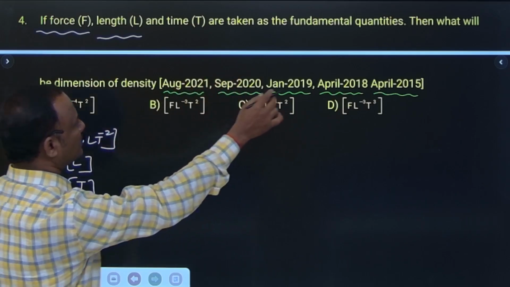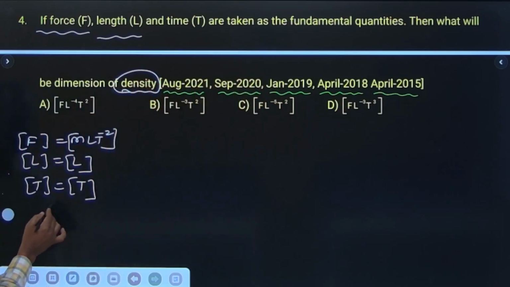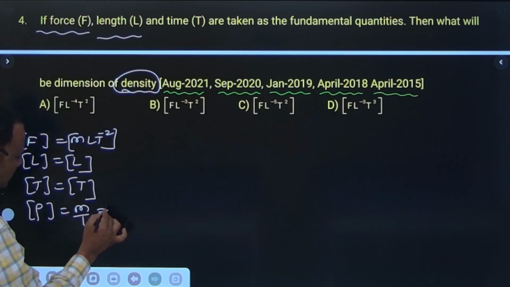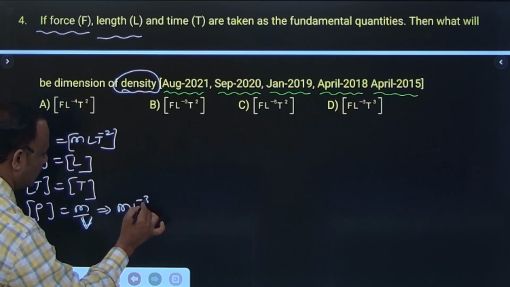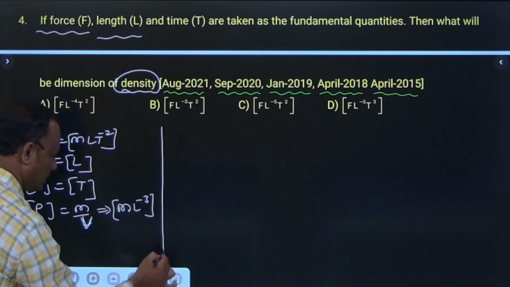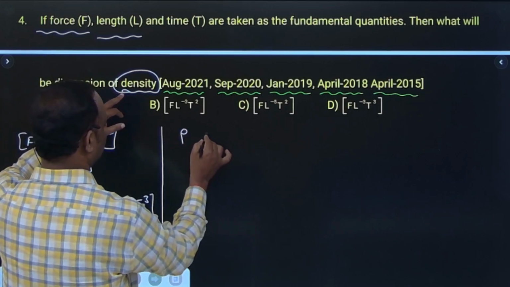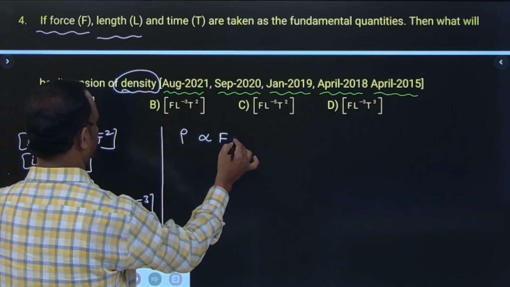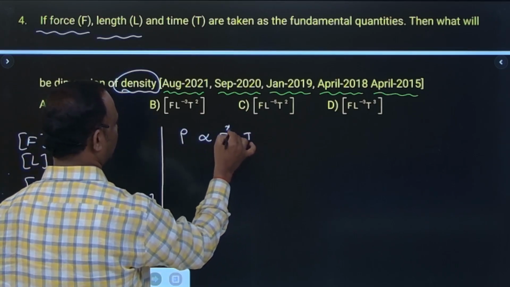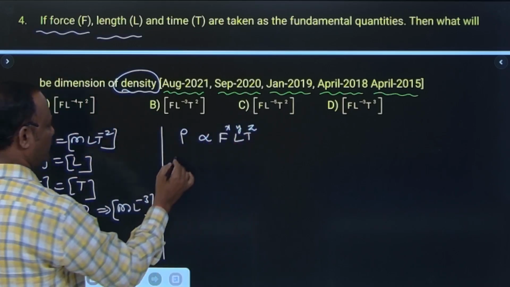And what is being asked? What is the dimension of density? Density, rho, is mass per volume. This is M L to the power minus 3. The first part is completed. Density is asked. Check the options: F to the power X, L to the power Y, T to the power Z. Just substitute and write the dimension formula.